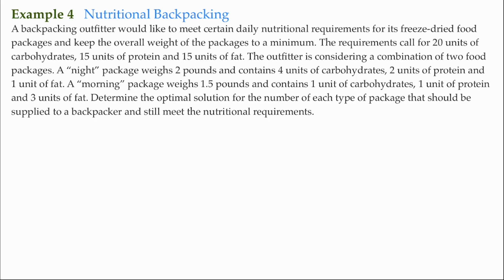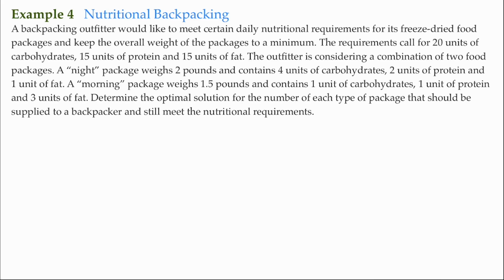So we continue with our optimization problems, and for this example, it's about nutritional backpacking. This problem states, a backpacking outfitter would like to meet certain daily nutritional requirements for its freeze-dried food packages and keep the overall weight of the packages to a minimum. The requirements call for 20 units of carbohydrates, 15 units of protein, and 15 units of fat. The outfitter is considering a combination of two food packages.